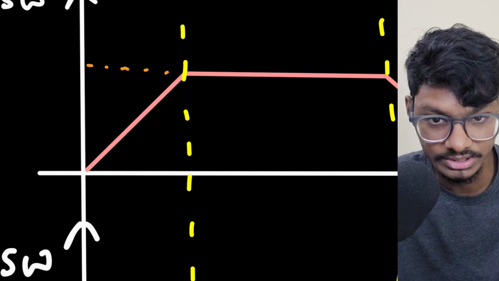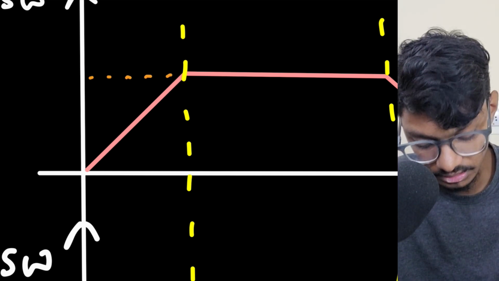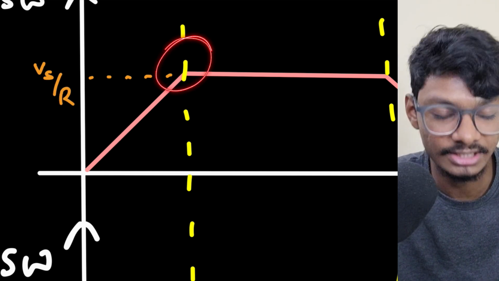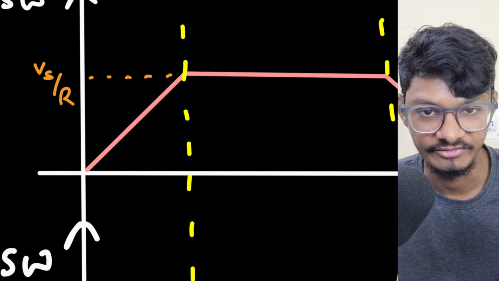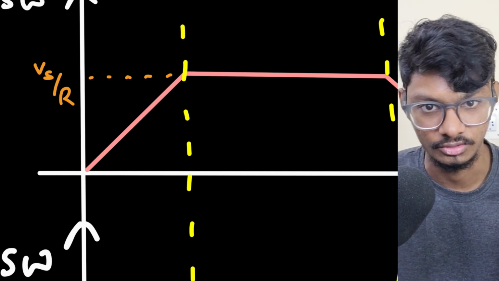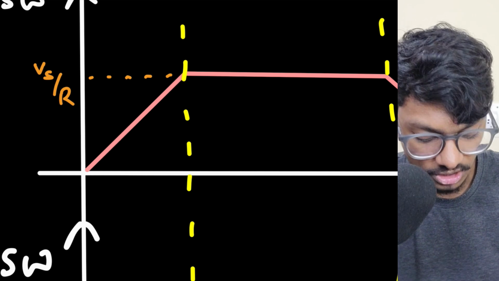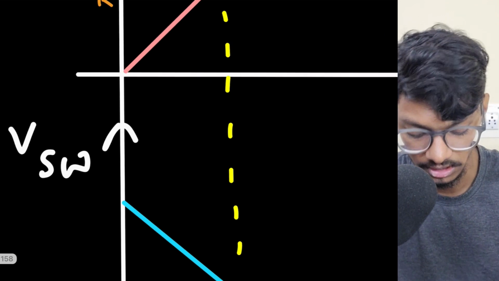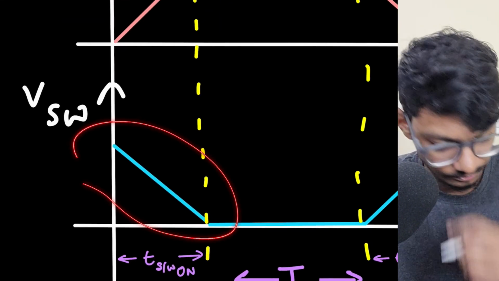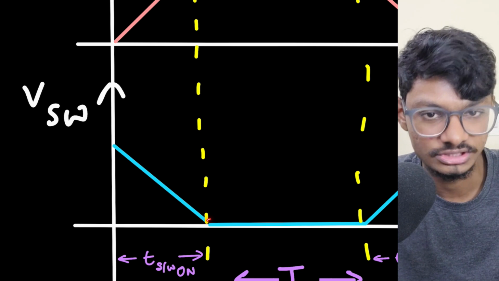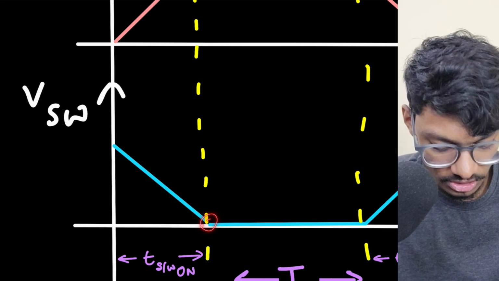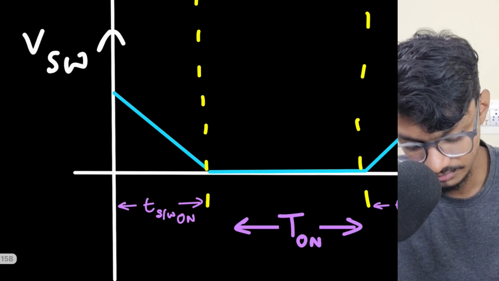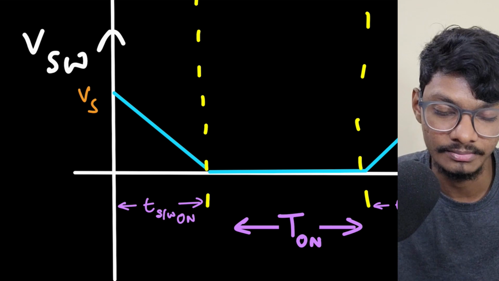I just turned on the switch and what do I expect? I expect Vs by R current to flow through that circuit, but Vs by R current is not instantly flowing, it is slowly increasing, because in life everything is continuous. It is not discrete. Analog things are continuous, so it cannot suddenly jump, it needs some time. That's why when I'm closing the switch, in a practical switch the voltage will go to some low value, nearly equal to 0, but it will not instantly go to 0. From Vs it takes some time to go to 0.